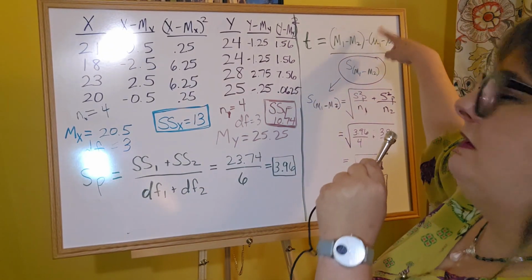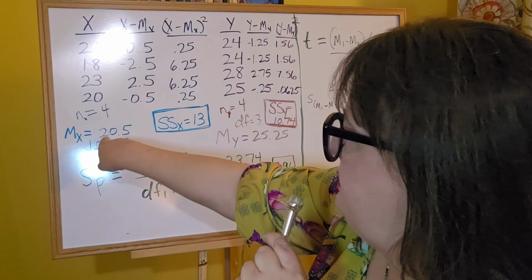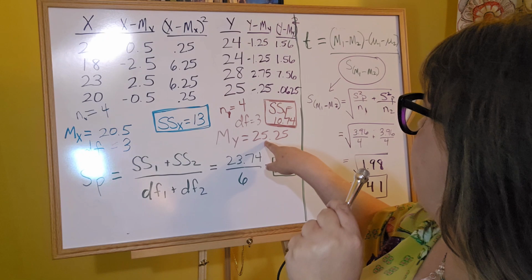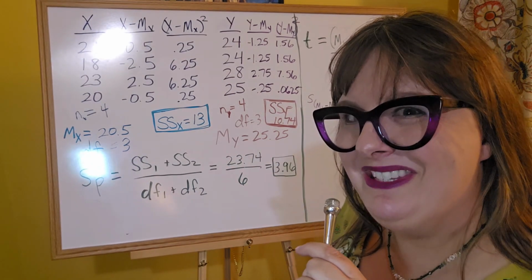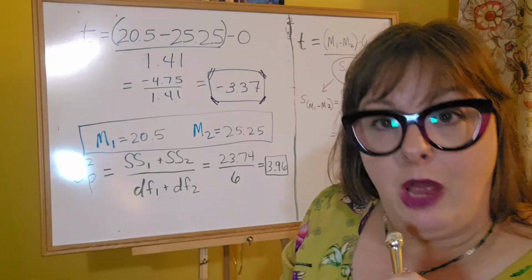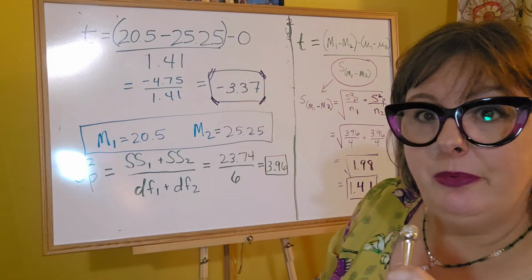Remember, this is 0. The population mean is 0. Mean 1 minus mean 2. We're just going to take this number, subtract this number, and divide by this number. Are you ready? We're going to get our t-statistic. We now have a t-statistic. So we plug our numbers into the formula.